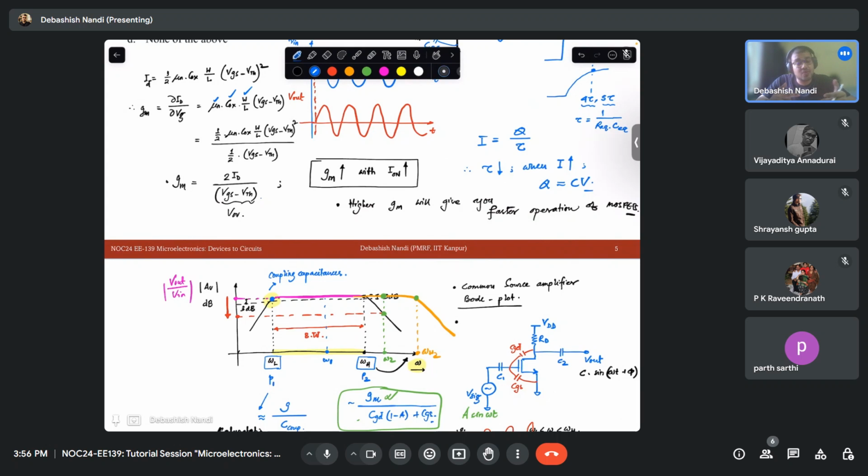GM is fixed when you calculate the large signal analysis for a given set of parameters and voltages. That is when you solve the problem. But what I am telling you now is the designing perspective.